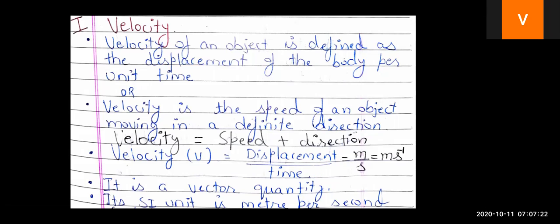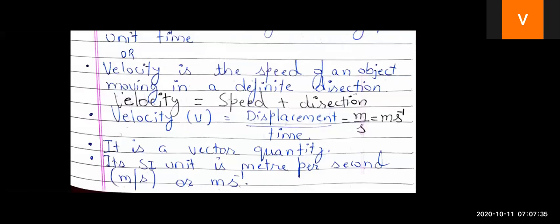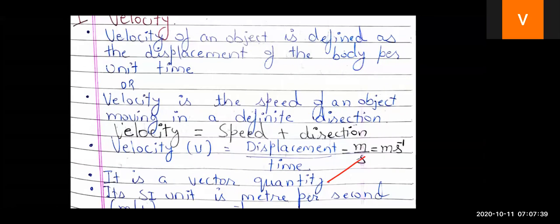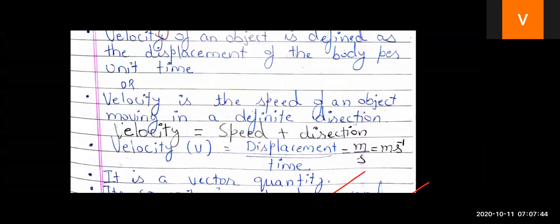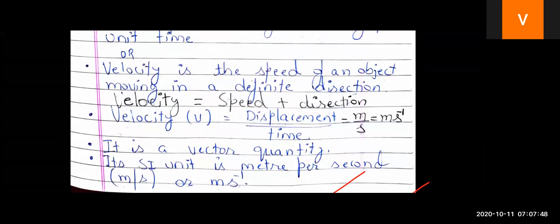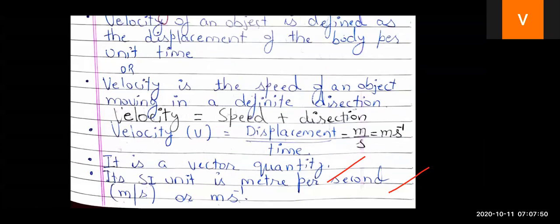Now let's talk about the SI unit. So children, it is having the same unit as that of speed. So it is meter per second, and you can write it as meter s raised to -1. Right, children? And it is a vector quantity, obviously, because we have specified direction also. Its SI unit is meter per second. Okay, children. Now let's move on.